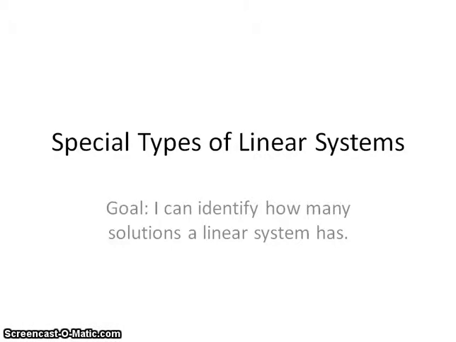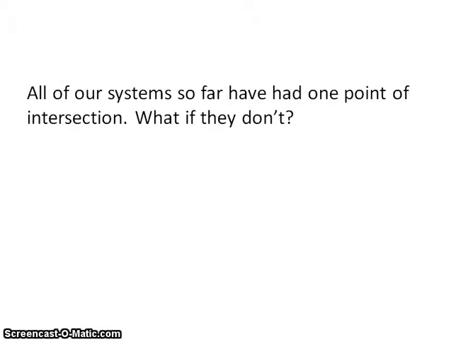We continue solving systems, but today we have a special type of systems. We have to determine how many solutions it has. So we have to answer the question, what if they don't have only one solution? What could lead to that?